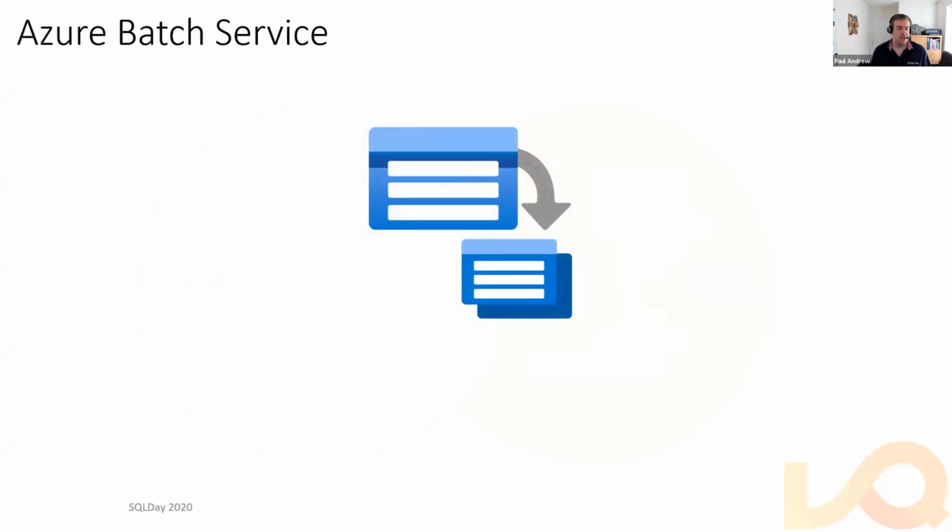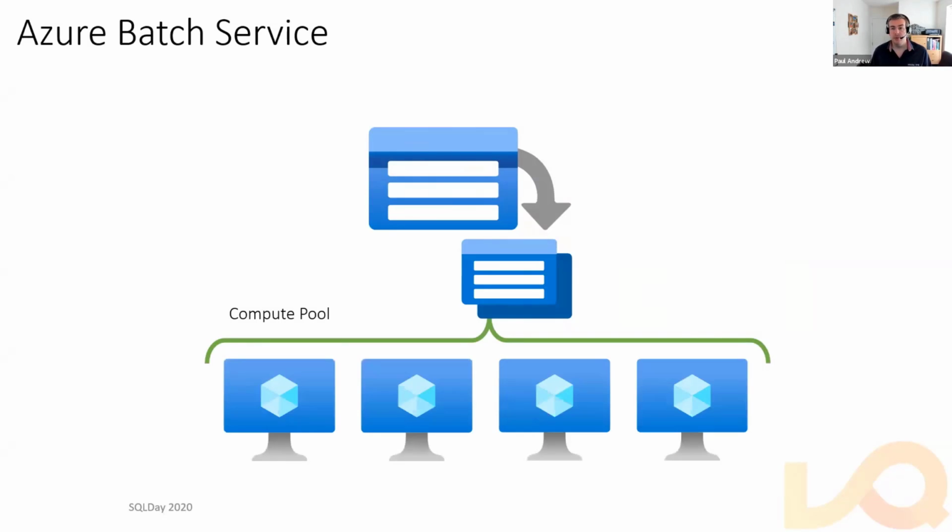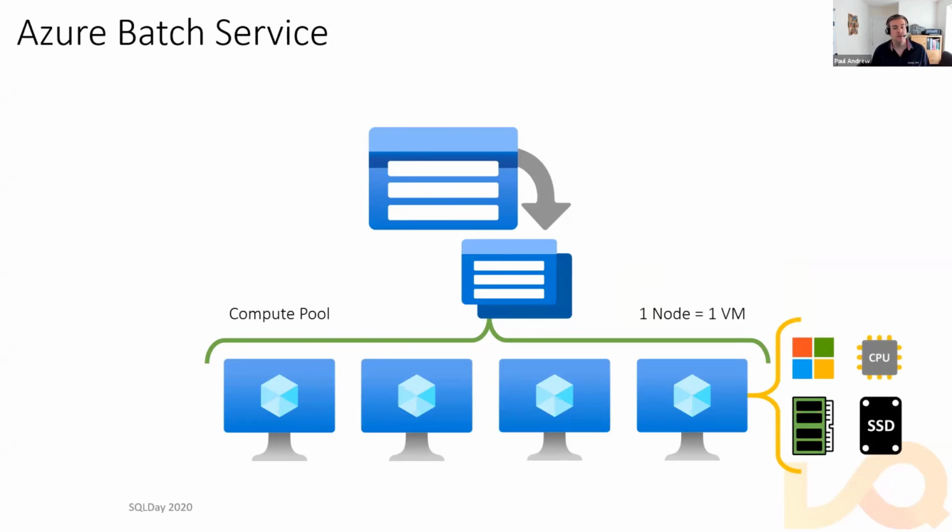So if we look at the Azure Batch service directly and ask, well, what is in there? What we define in our Batch service is a compute pool. And within that compute pool, we define nodes. And these nodes are ultimately virtual machines. We have one node equals one virtual machine. And we define that with our operating system, our CPU, our RAM, our storage, the usual things.